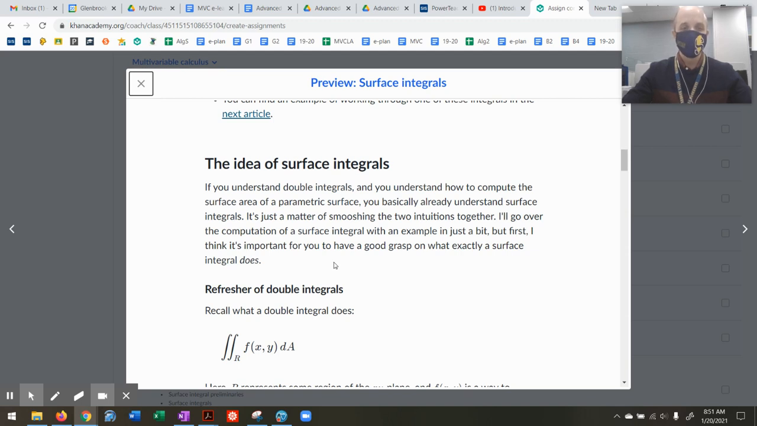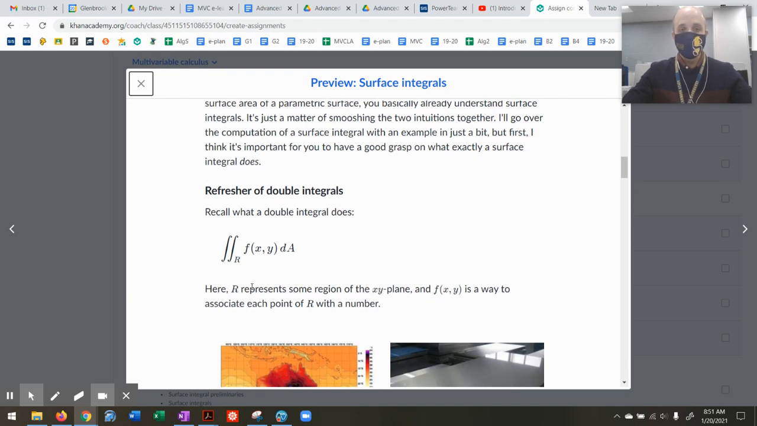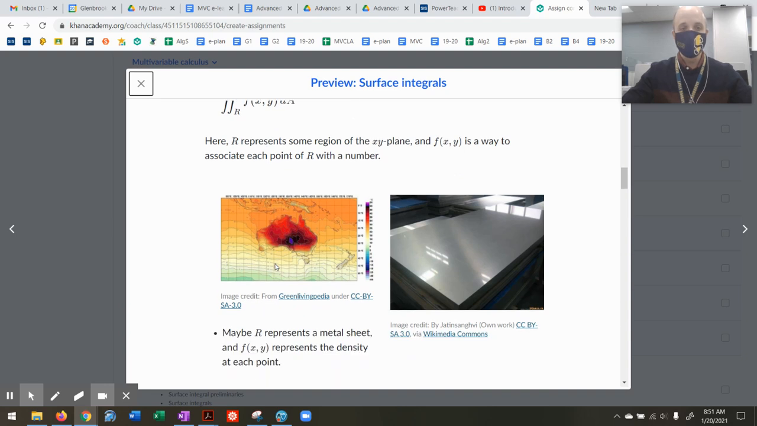a surface integral does. So he does a little refresher here on double integrals, which is kind of nice to see, right? So here, R represents some region in the xy plane. I already talked about that. That could be a rectangle, could be some blob. And f of x, y is a way to associate each point of R with a number. Typically, we think of that as the height of a surface, but here he shows two other neat examples. He said maybe R represents a metal sheet, and f of x, y represents the density at each point.